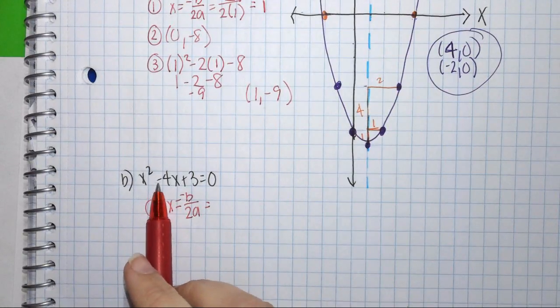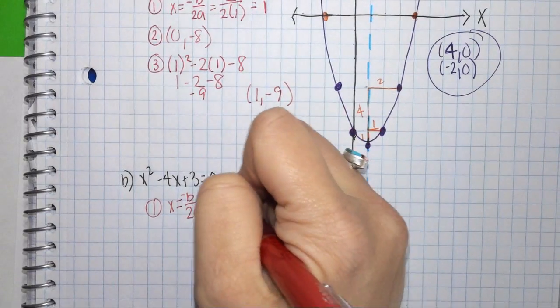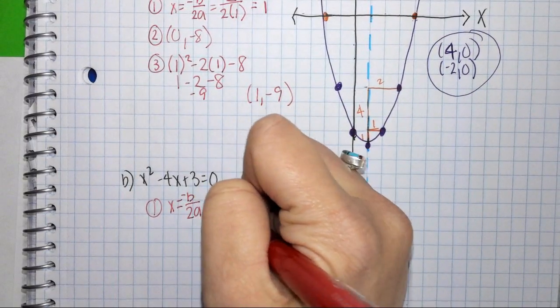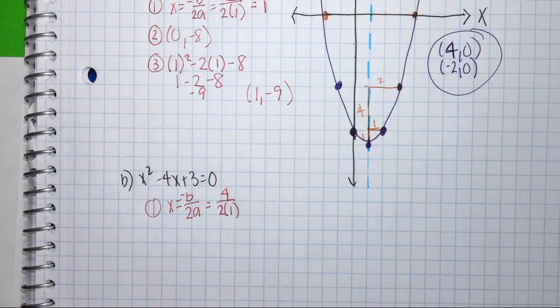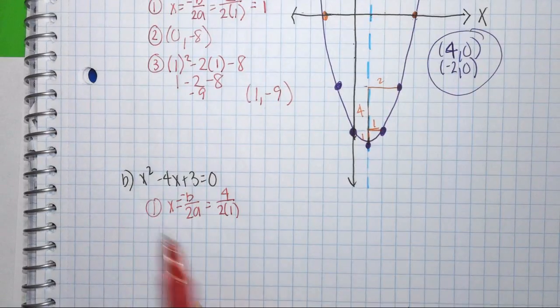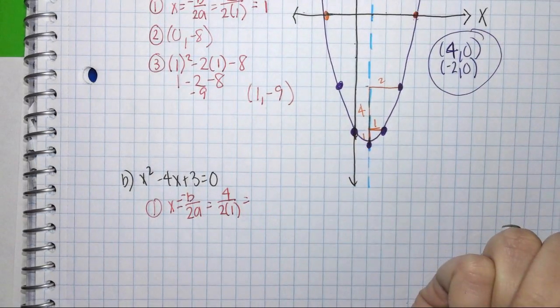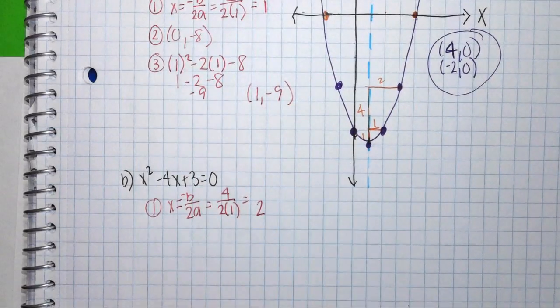What is b here? And what's the opposite of negative 4? Positive 4 divided by 2 times 1. Where did the 1 come from? It's in front of the x squared. Because in front of x is negative 4, so the 1 is in front of x squared. All right, what's 2 times 1? And what's 4 divided by 2?